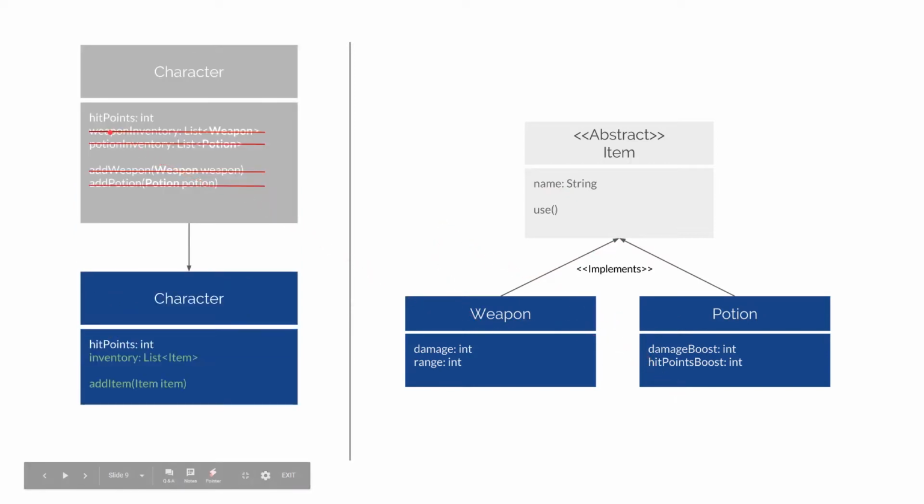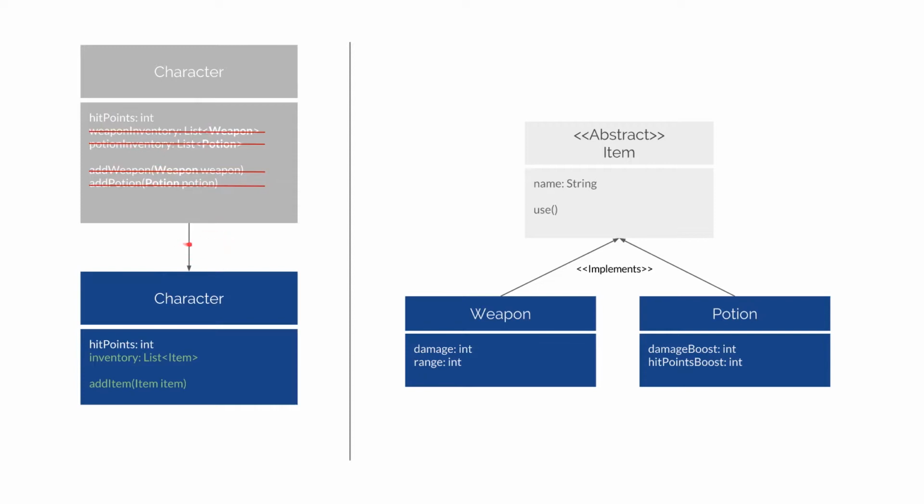So we're going to remove all of these, and we're going to replace them with a much simpler pattern here, using this abstract class item instead of being more specific and saying it's a weapon or a potion. Later we might even want to make other types of items like armor, and then we won't have to code a new field and a new method again.